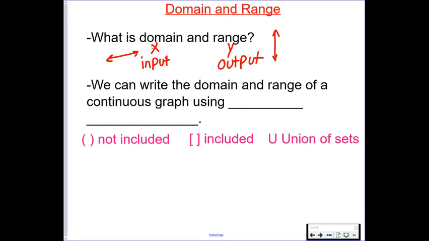We can write the domain and range of a continuous graph. Continuous means that it has no stopping points, using what's known as interval notation. In pink here on the screen, those are our different symbols. If we have parentheses, it's because the point I'm talking about for domain and range is not included, so it doesn't exist on the graph.